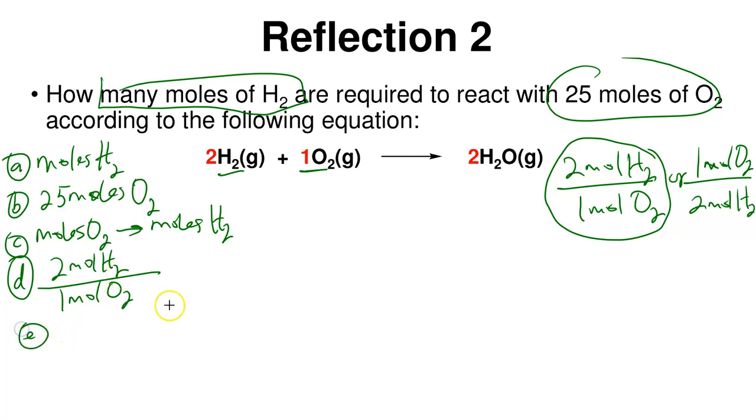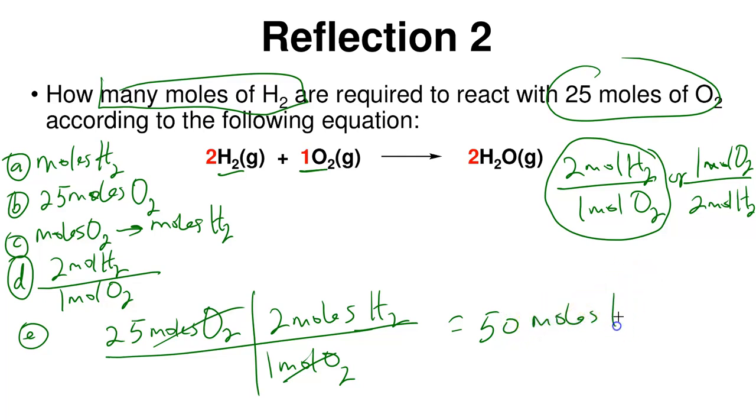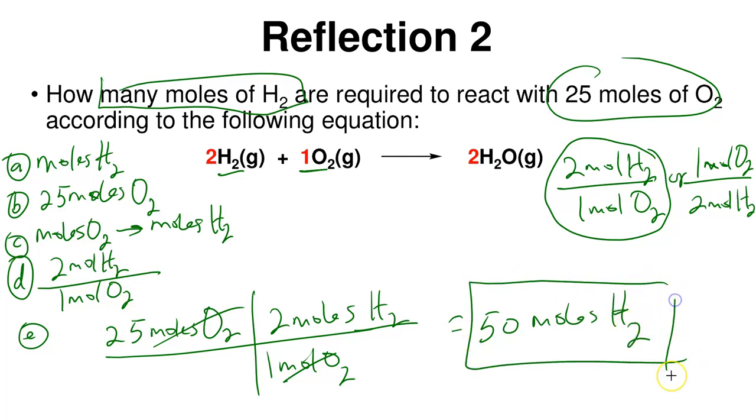And the last part, the fifth one, we solve the problem. You start from what you were given, which is 25 moles of oxygen. Then you bring down the conversion factor. Of course, 1 mole of oxygen will be below, and then 2 moles of hydrogen is going to be on top. When you do your math, moles of oxygen cancels moles of oxygen, and you're going to have 50 moles of H2, hydrogen. That becomes your answer. So the mole-to-mole conversions are actually very straightforward. Let's do another problem here.